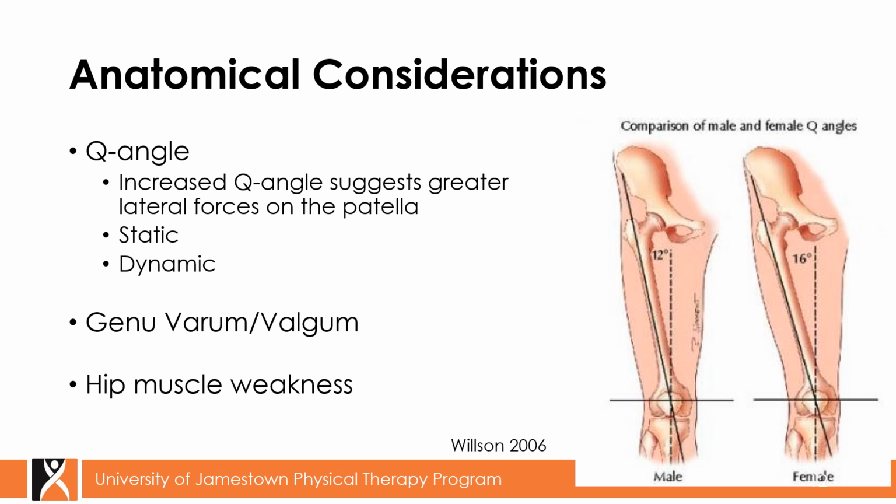Something for us to consider during our observation during the objective exam would be these anatomical considerations. The Q angle, increased Q angle suggests greater lateral forces on the patella. Static and dynamic Q angles, so we're talking about genu varum or valgum, and then hip muscle weakness. Now, we'll talk about these in much more detail in the later slides, but you've probably seen in the clinic how these things are often looked at and prioritized in some cases for the management of the patient's pain.